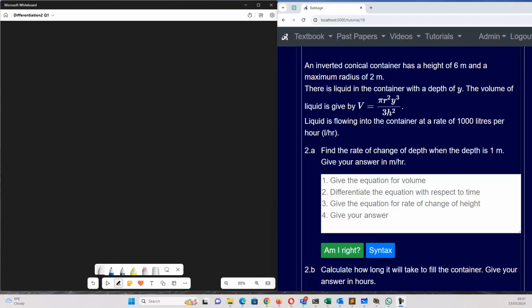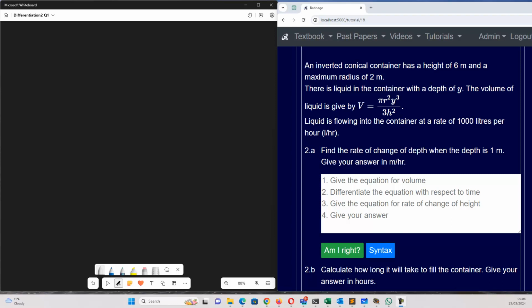An inverted conical container has a height of 6 metres and a maximum radius of 2 metres. There's liquid in the container with a depth of y, and the volume of the liquid is given by V is equal to pi r squared y cubed over 3h squared. Liquid is flowing into the container at a rate of 1,000 litres per hour. Find the rate of change of depth when the depth is 1 metre. Give your answer in metres per hour.